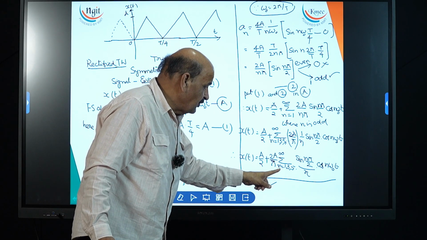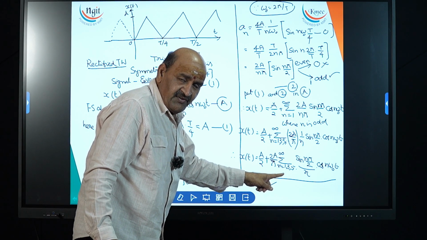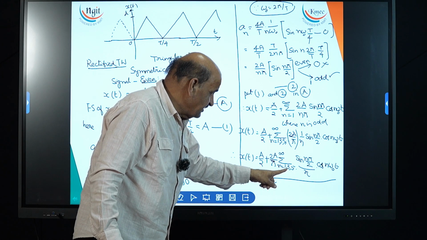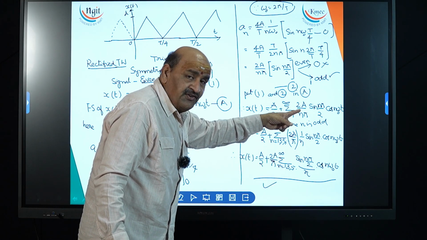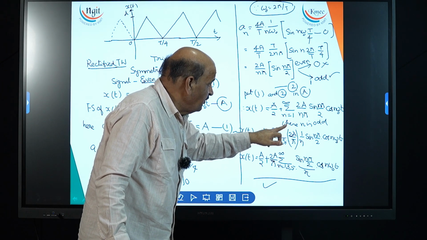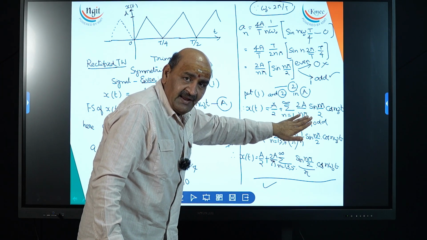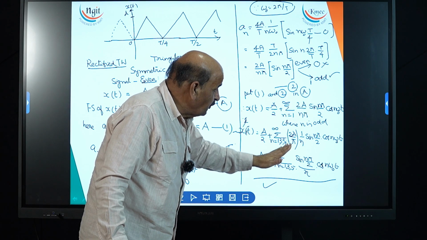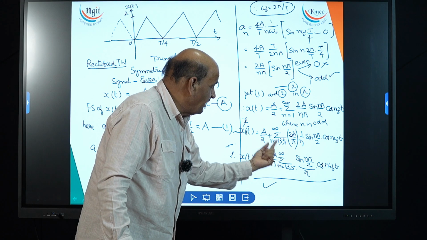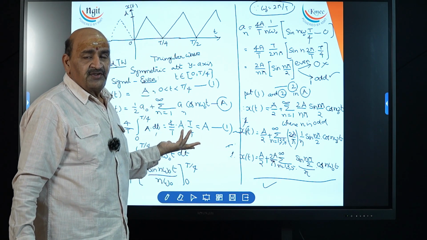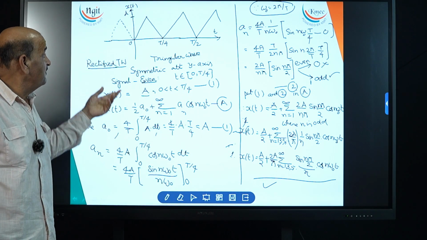That's why here n equals odd, which means 1, 3, 5, 7, 9 like that. Otherwise you can write directly in this way. Under this, where n is odd, you can make it like this. In this way, without writing this sentence, you can write n equal to 1, 3, 5, to infinity. Both are the same. So this is the Fourier series of the waveform.